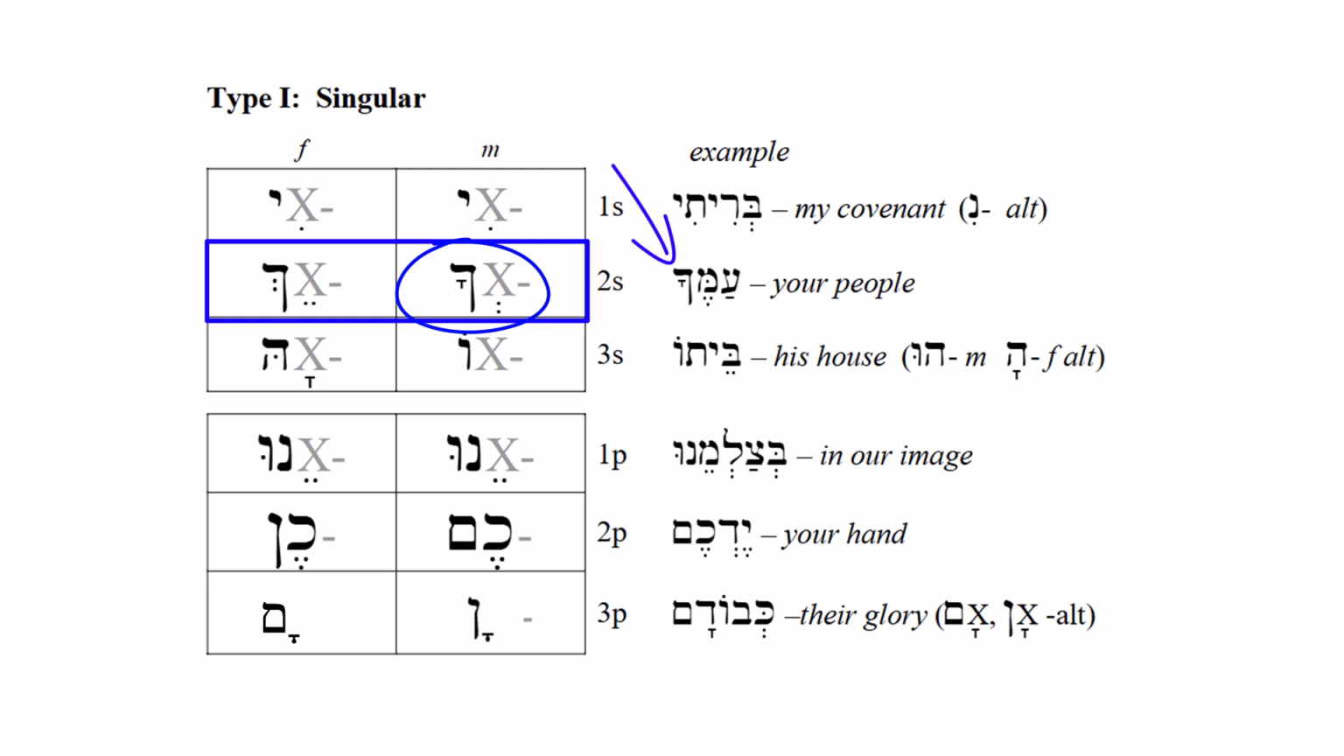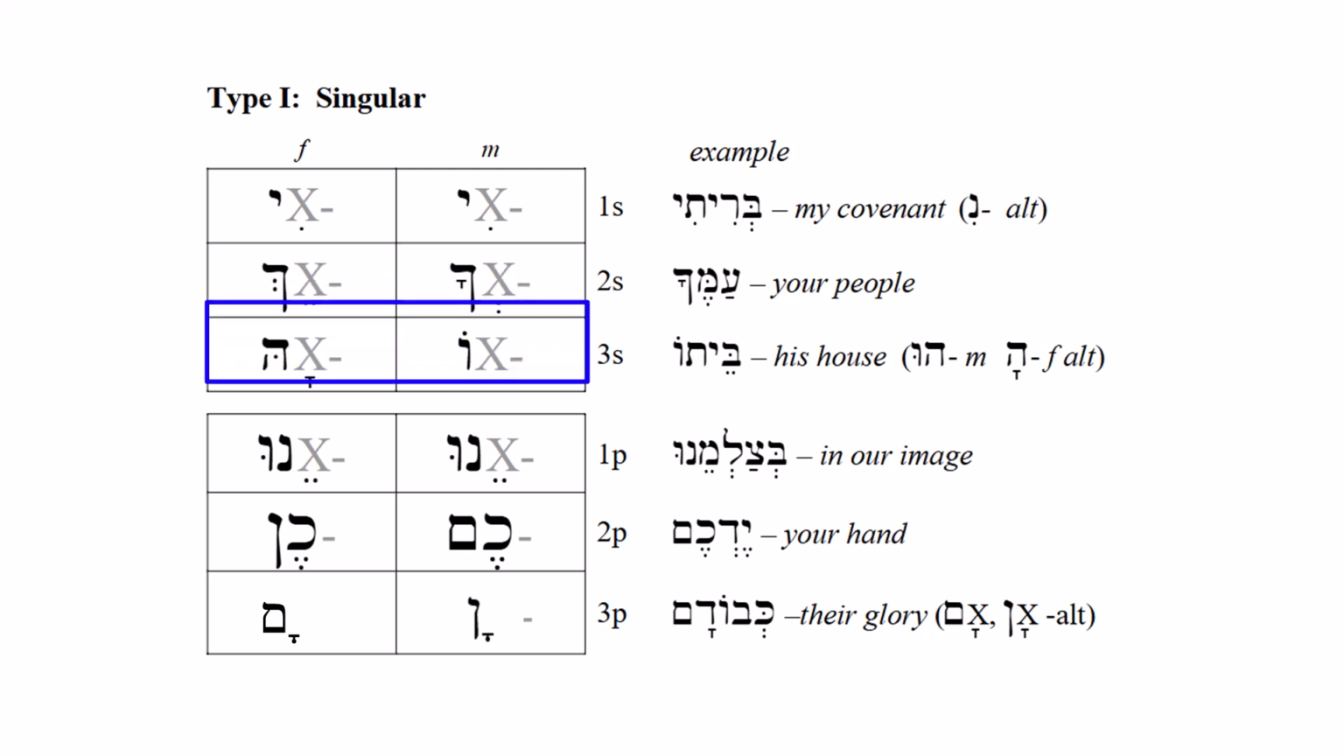So amecha, your people. Now in English, we say your people whether we're talking about a masculine person or a feminine person, a masculine noun or a feminine noun. But in Hebrew, it's specific. The gender is known based on the ending or the suffix. So amecha means your people. And if you want to refer to a feminine, you say amech. And that means your people. The translation is still the same, your people. But that will point to a feminine noun, your people.